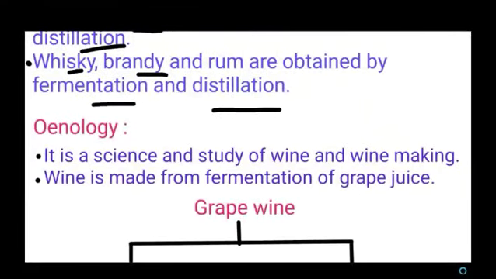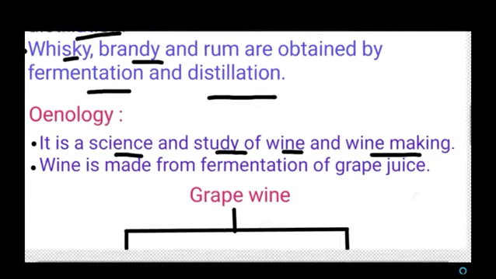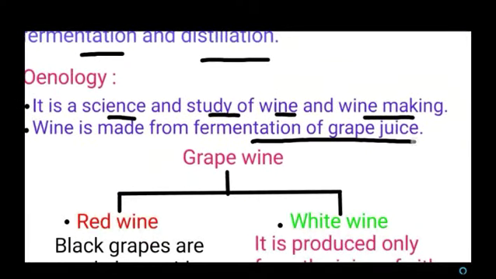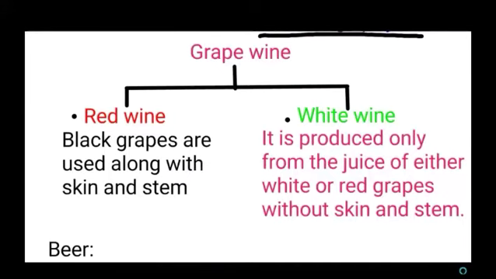What do we mean by enology? It is the science and study of wine and winemaking. Usually wine is made from the fermentation of grape juice. Based on that, wine is divided into two types, red wine and white wine.